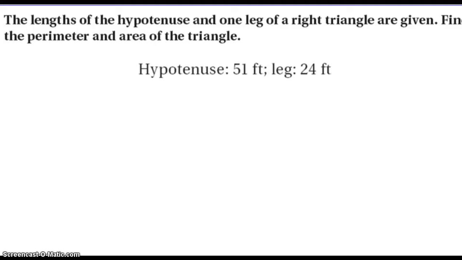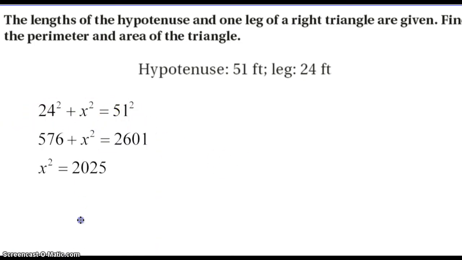First thing is, you need what in order to find the area of a right triangle? You need both legs. So we're going to do the Pythagorean theorem. Give you the leg, give you the hypotenuse, go ahead and do the Pythagorean theorem, and you come out with x is 45. You might want to double check my work. Sometimes I do it fast.